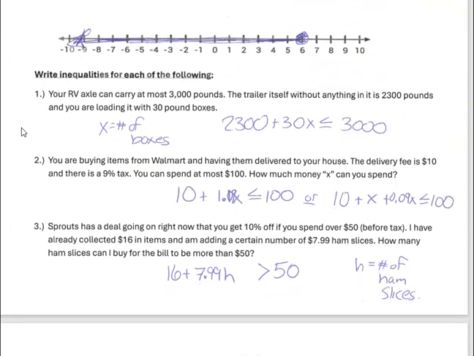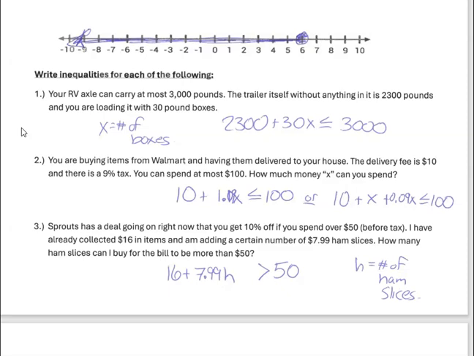After that, the students had to look at situations and write inequalities. Once again, I highly recommend that you just write the left side and the right side first without the symbol, and then ask yourself what symbol makes sense. Like in this case, they say the trailer itself is 2,300 pounds and the boxes are 30 pounds apiece, and the trailer axle can hold at most 3,000 pounds. So the left-hand side represents all the weight, and is it allowed to be greater than 3,000? No. Can it be less than 3,000? Yes. Can it be equal to 3,000? Yes. So that would be that situation.